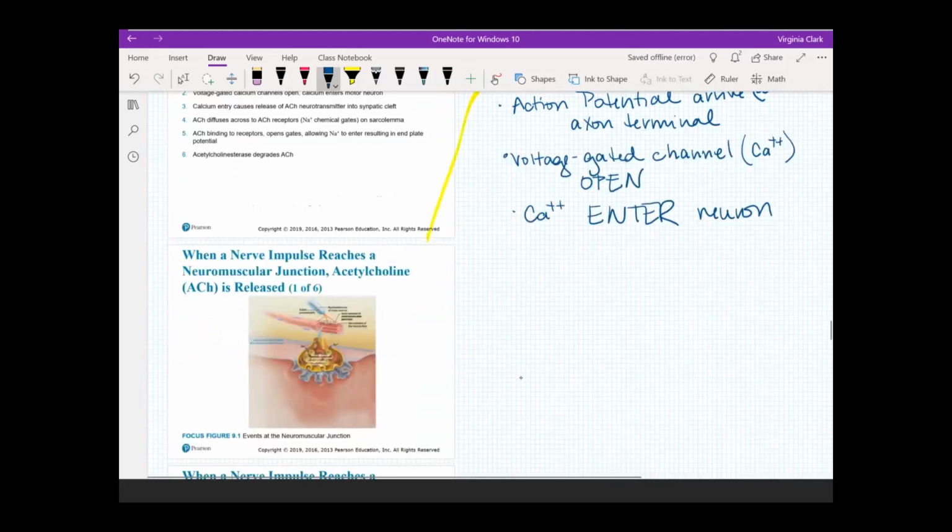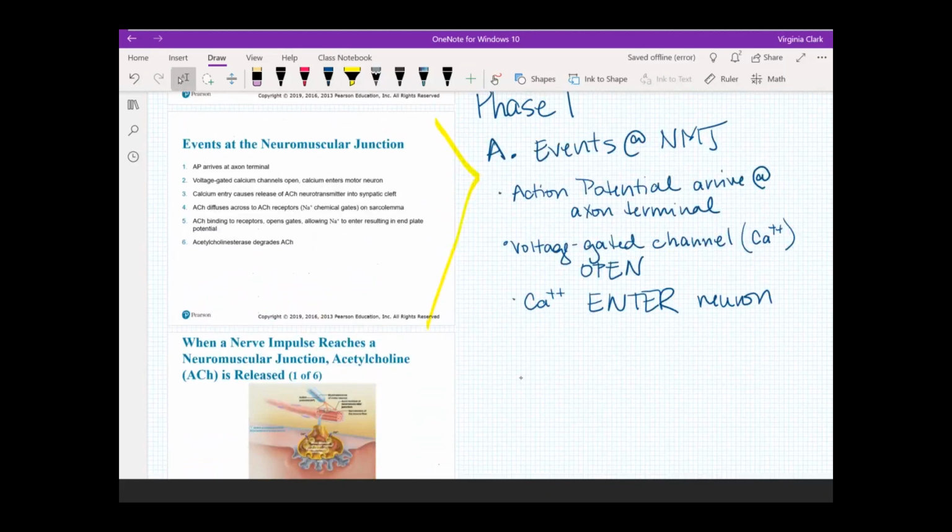So that is going to be a 3-step process. We have an action potential arriving at our axon terminal. Our voltage gated calcium channels will open. Calcium will enter this neuron. When this happens, this will cause the release of our ACh. So this step sequence is going like this. As we release our ACh, it will cross the synaptic cleft.